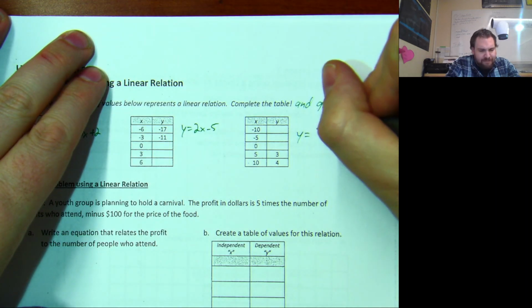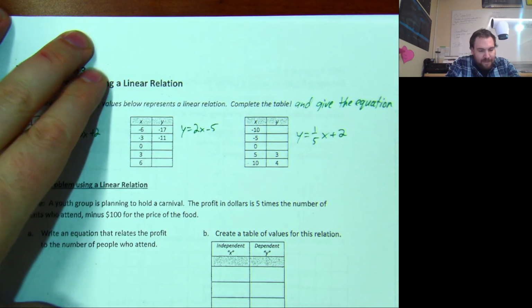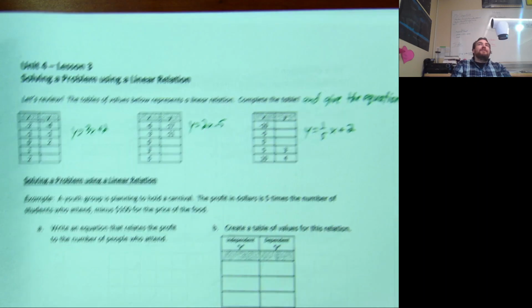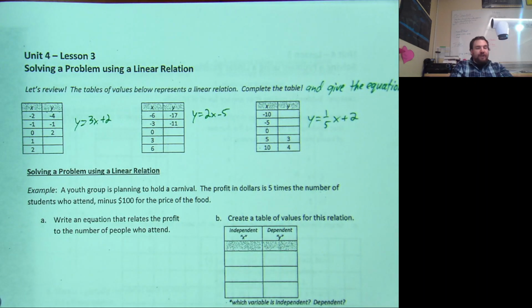One more time. Can someone verify that this is true? Someone who didn't work with the front corner? Okay. So if you struggle with any of those, let me know. Otherwise, we're going to keep going here.